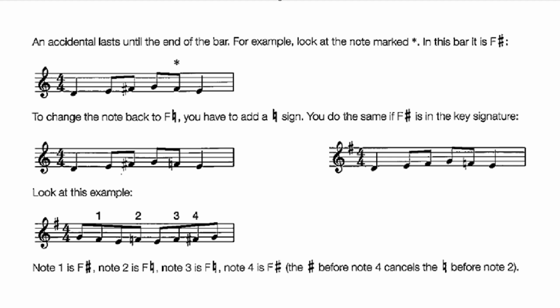Hopefully this makes sense to you, that we cancel an accidental using another accidental sign. Right? We can sharp, flat, or natural, doesn't matter. And that accidental will affect notes for the whole of the rest of the bar. In a new bar, we would need a new accidental if we wanted to change it from whatever was in the key signature.